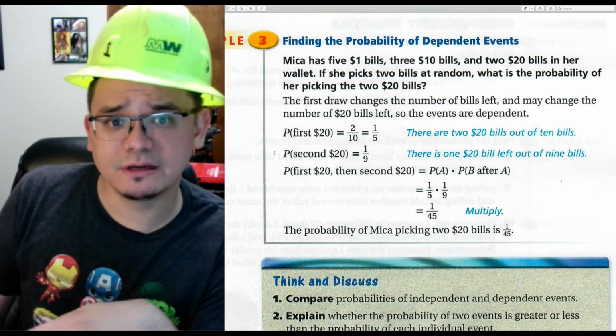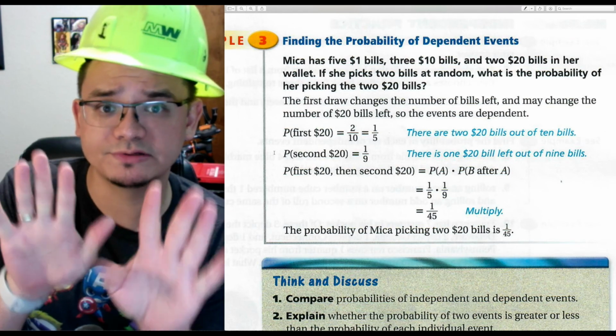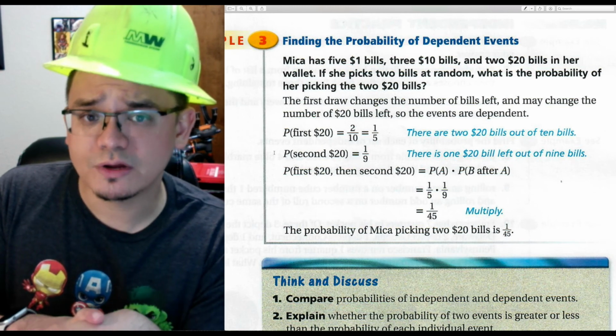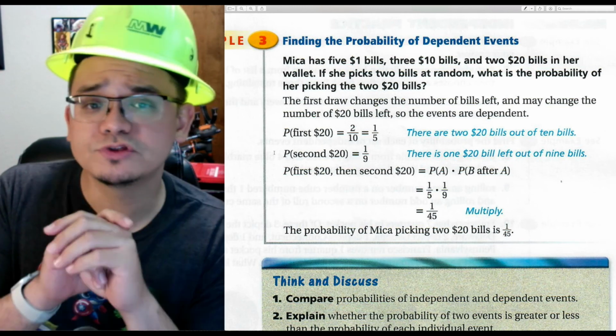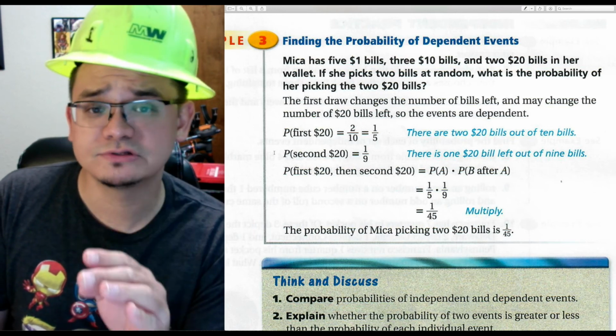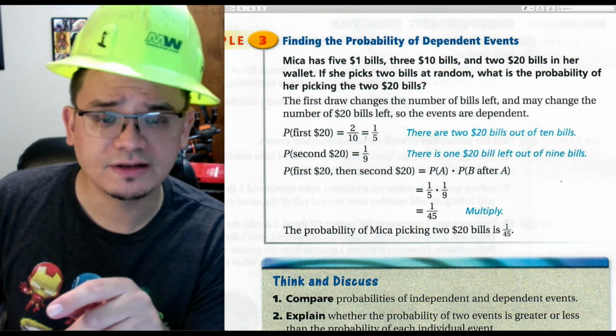The second time that she draws, we no longer have 10 bills in there because she already drew one. So now we have 9 bills, okay? And since she drew one of the 20s on the first go, now there's only 1 20 left in there. And so there's a 1 out of 9 chance that the second bill she picks will be the 20. And so it changes to 1 out of 9.